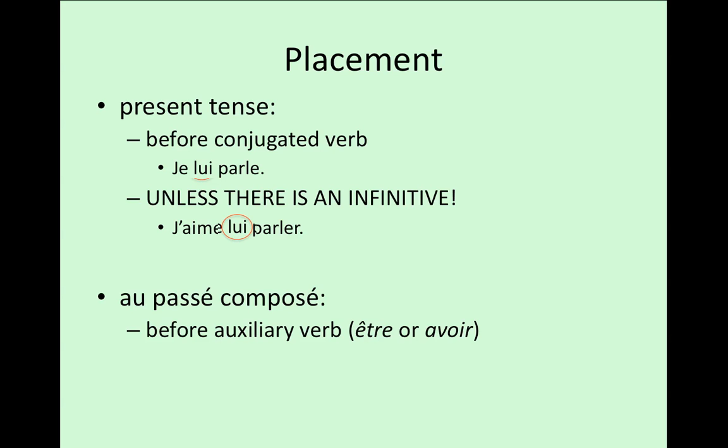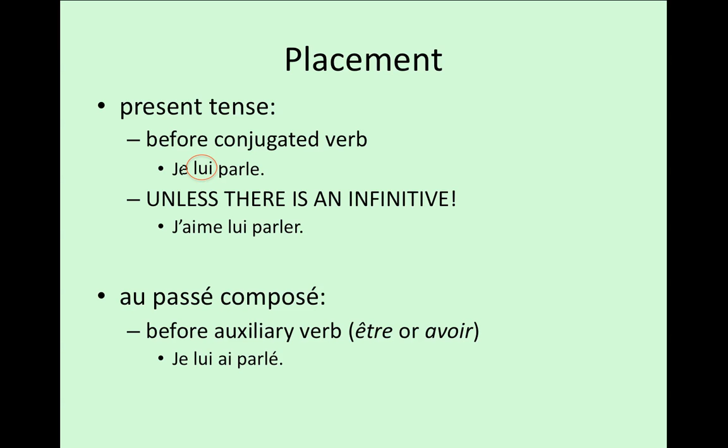If you remember, the passé composé is formed of two parts. The first part is the auxiliary verb, which is always être or avoir. The second part is the past participle. So, for example, if you want to say, I spoke to him or I spoke to her, ai is the auxiliary verb because it's the conjugated form of avoir, and parlé is the past participle. So you stick lui right before the conjugated form of avoir, and it becomes je lui ai parlé.